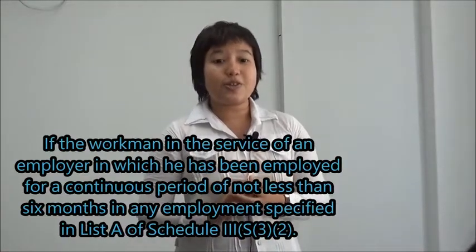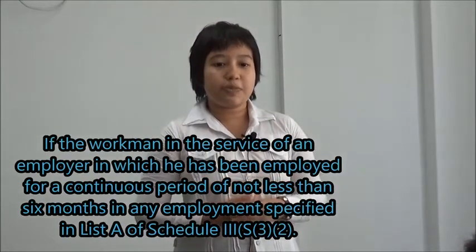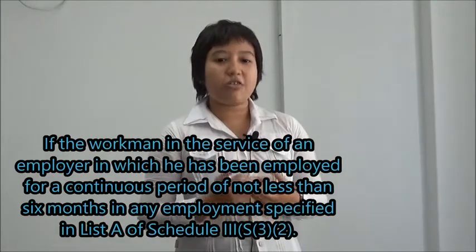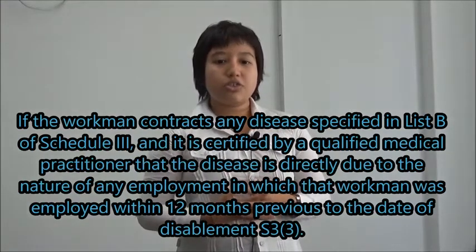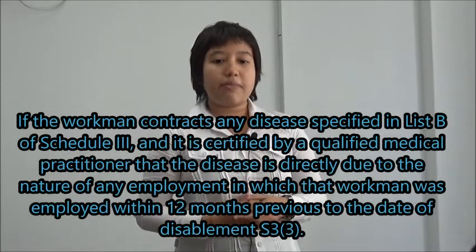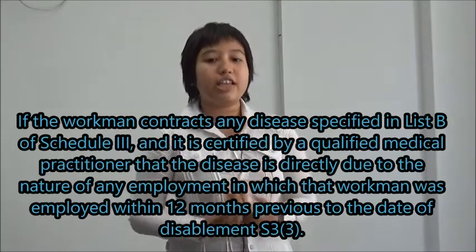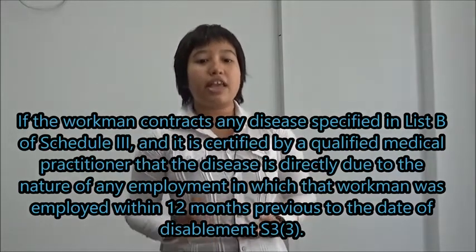Section 2, subsection L: if the workman in the service of an employment in which he has been employed for a continuous period of not less than 6 months in any employment specified in List A of Schedule 3, Section 3, subsection 2, and if the workman contracts any disease specified in List B of Schedule 3 and it is certified by a qualified medical practitioner that the disease is directly due to the nature of any employment in which the workman was employed at any time within the 12-month period of the date of the disablement, Section 3, subsection 3.